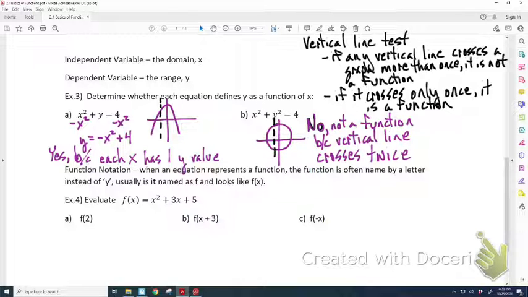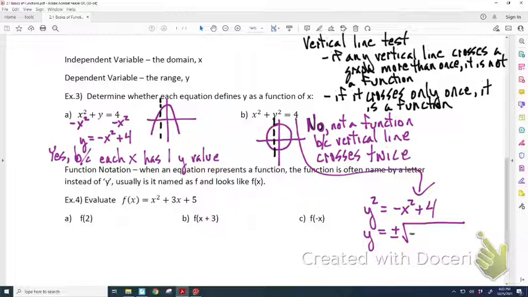If that bothers you because it's hard to type into the calculator, it is handy to know how to do it algebraically. So algebraically, I would subtract x squared and solve for y. So I subtract x squared, I solve for y, so I square root both sides, and when I square root both sides, I get plus or minus. Anytime you get plus or minus, that's an indicator that it is not a function. Each x has two y values.